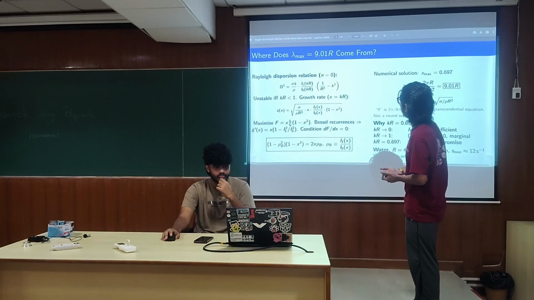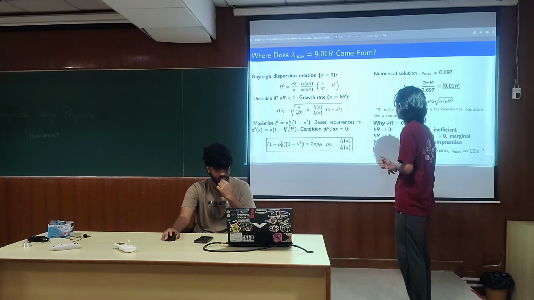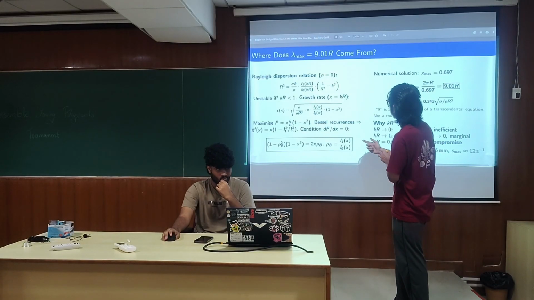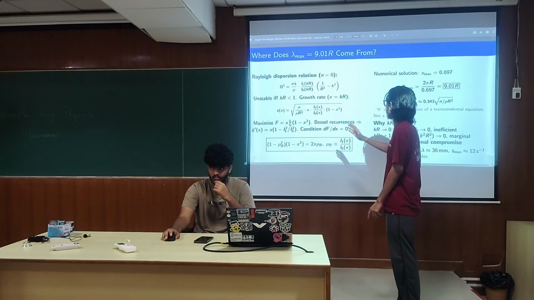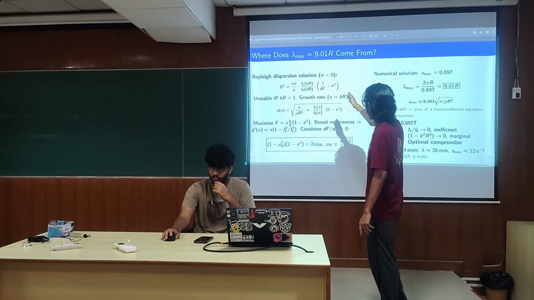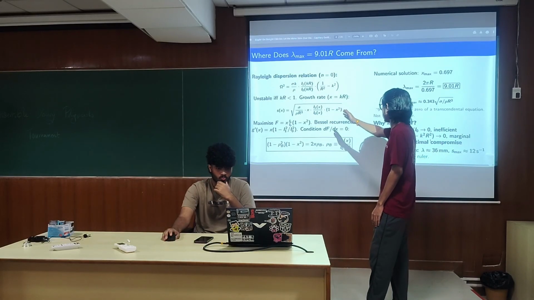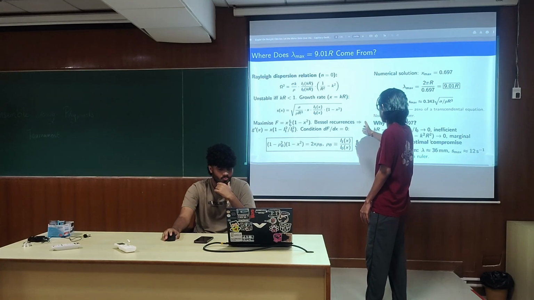So now where do we get the lambda max equals 9.01 R condition? We get it from the linear dispersion relation where we have this Bessel function, and then we define the growth rate here. So from here we have this function of the growth rate, which we are maximizing by df by dx.